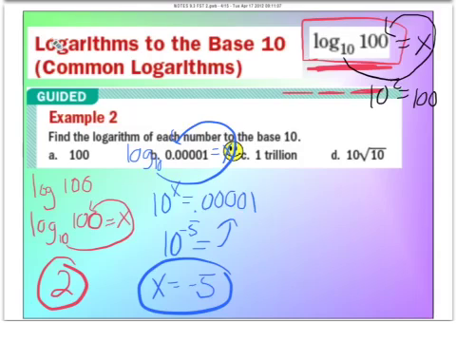Put it in the calculator. Raise 10 to the negative 5th power and see what you get. All right, a trillion. Let's talk about this one.